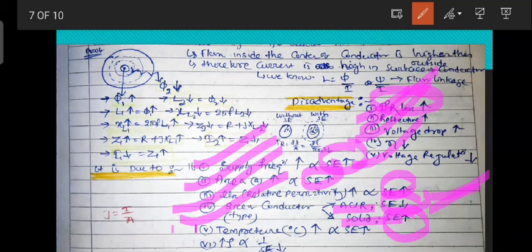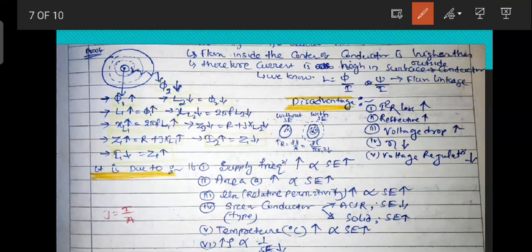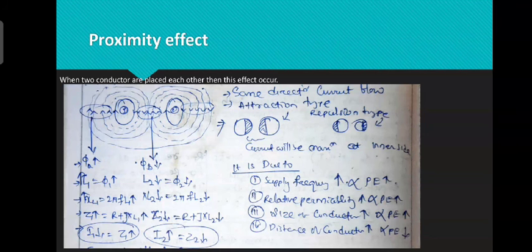Then temperature. If we increase the temperature, then our skin effect also increases, because the resistance increases with the temperature. If resistivity is increased, then our skin effect will be decreased. So this is our full process of the skin effect. I think it is clear to you. Take a screenshot, then we will go for the next slide. I think you have done the screenshot.